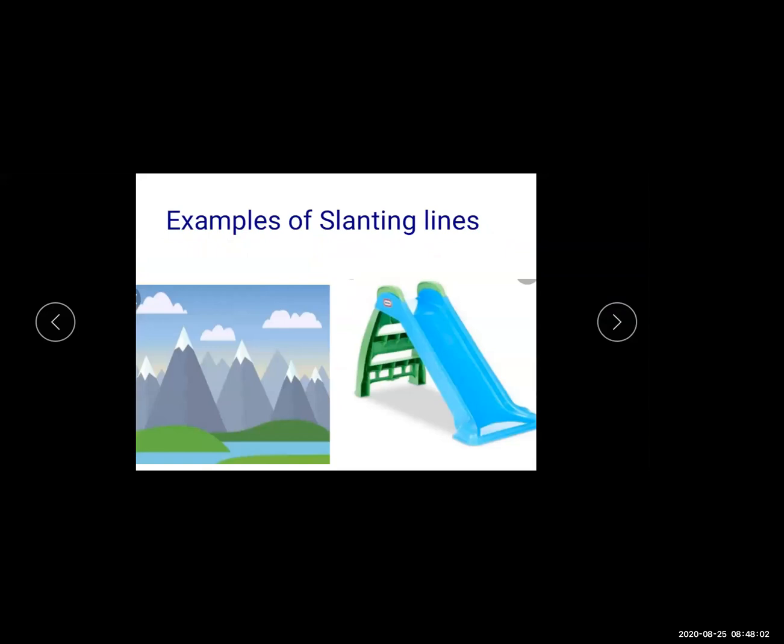Now next we will see the mountain and the slide. These are the example of slanting lines. And dear students, when we use so much slanting line, it also becomes zigzag line.